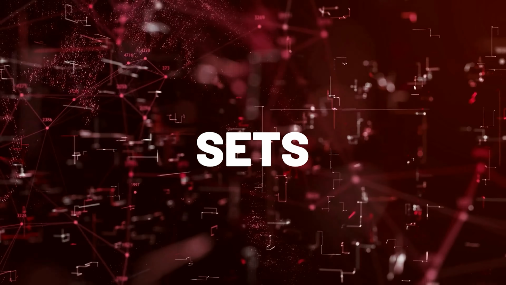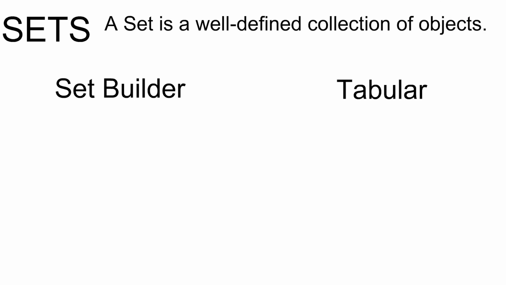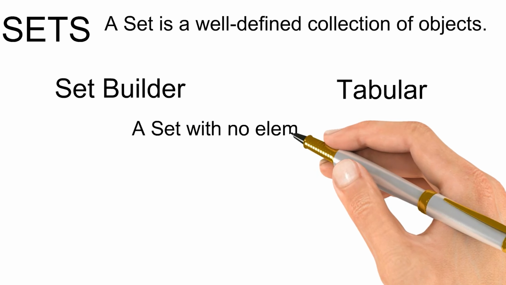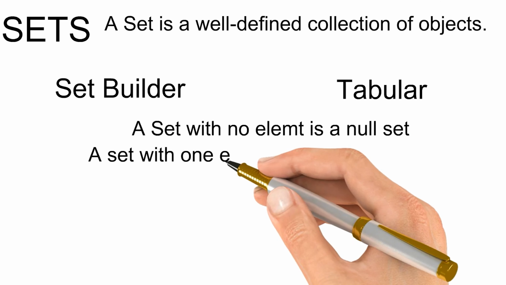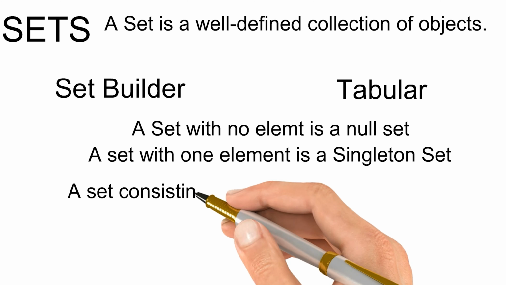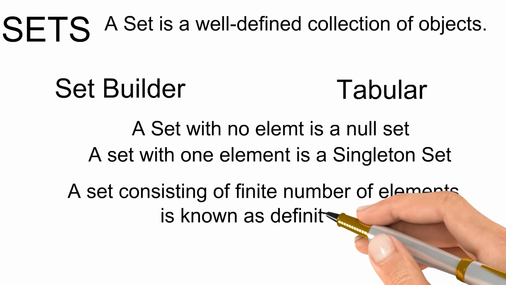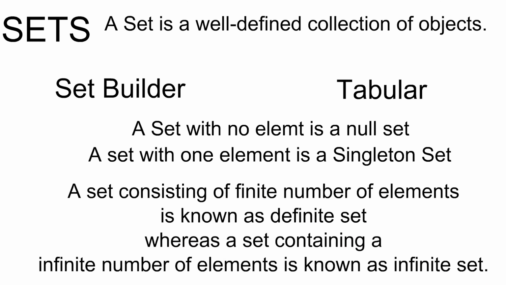First, let's see what sets are. A set is a well-defined collection of objects. Sets are described in two forms, set builder and tabular form. A set consisting of no element is called a null set and is denoted by phi. A set consisting of only one element is called a singleton set. A set consisting of a finite number of elements is known as a finite set, whereas a set containing an infinite number of elements is known as an infinite set.